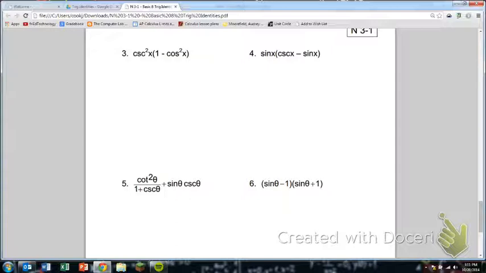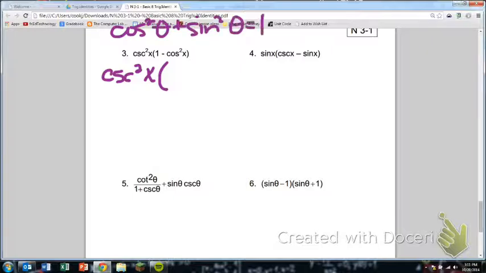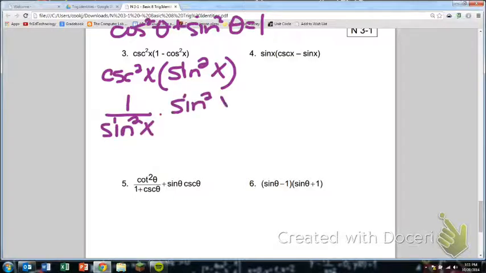Anytime I see squares, I'm going to think Pythagorean identities. And so cosecant squared times 1 minus cosine squared. Remember, cosine squared plus sine squared is 1. So if you subtract cosine squared from both sides, you'll get sine squared equals 1 minus cosine squared. So 1 minus cosine squared is sine squared. Then cosecant is 1 over sine. So now if I change everything to sines and cosines, you can see these cancel and I get 1.